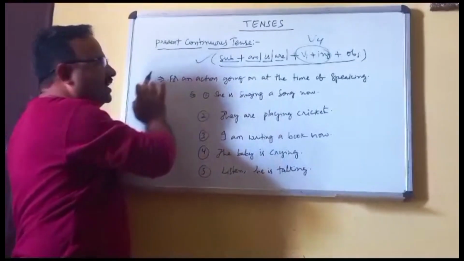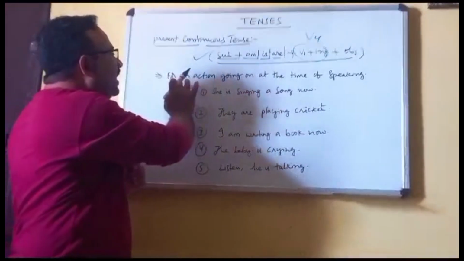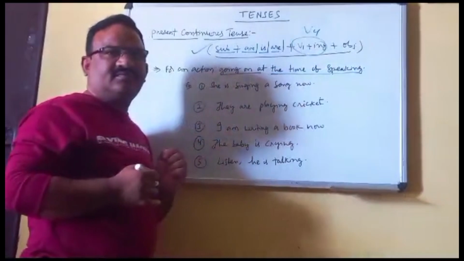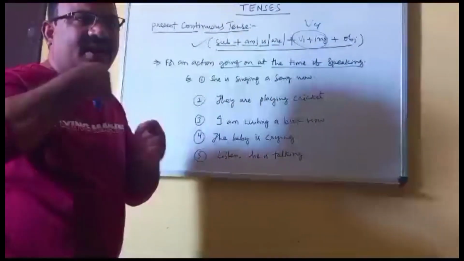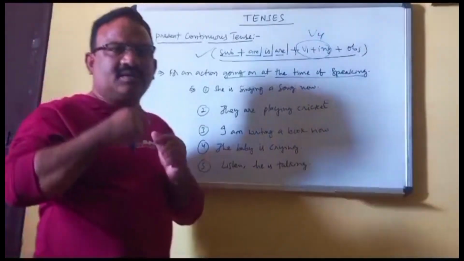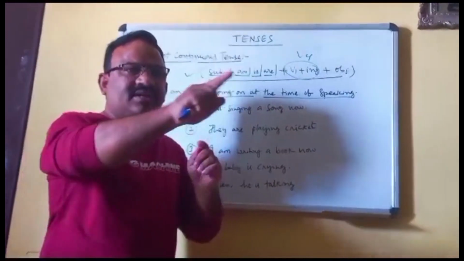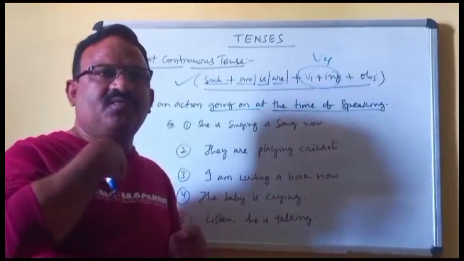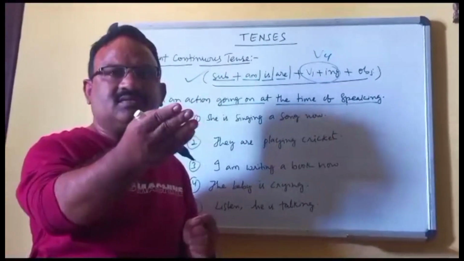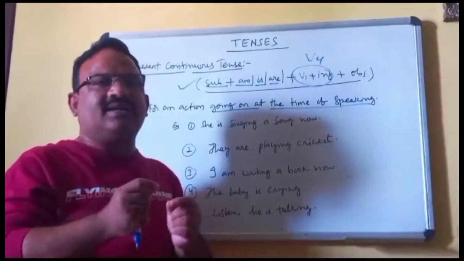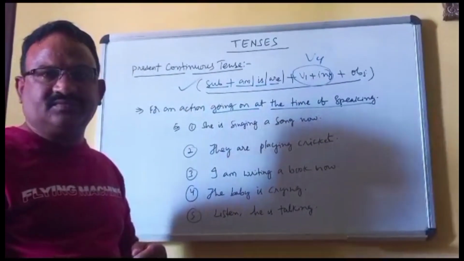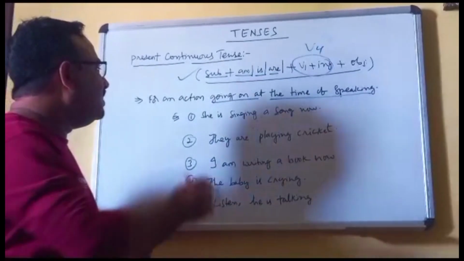Now the first condition: for an action that is going on at the time of speaking. That means one action is going on before our eyes. That action should be in present continuous tense. Okay, let us see an example.